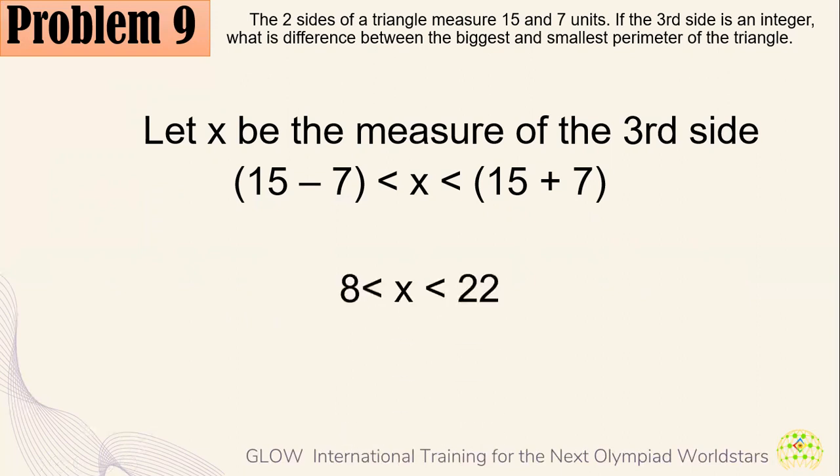Hence, in this case, x is between 8 and 22. Take note that it's between, so 8 and 22 are not included, which means the smallest value of the third side is 9, and the largest possible value of x, it's less than 22, so it should be 21, because we are talking about integer values of the third side.